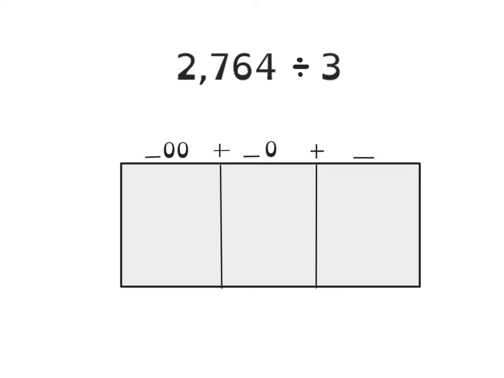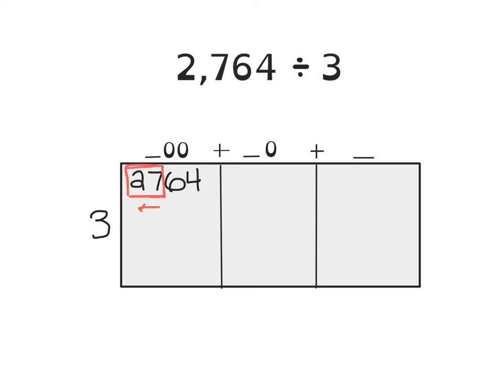Let's do one more example together, and this time let's focus on a number that's a little bit larger. 2,764 divided by 3. When I'm setting this problem up, I'm still putting my 3 on the side, and I'm still going to put my big number, 2,764, in my hundreds box. This time, though, I'm going to be looking at my hundreds spot and anything that's to the left or bigger.